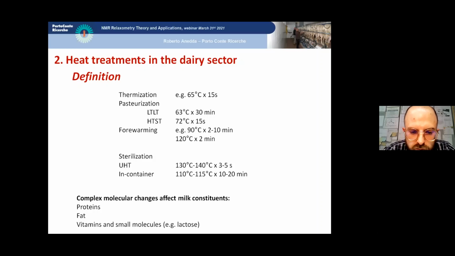Changes may involve to a different extent milk proteins, fat, vitamins. Many vitamins are heat labile. So also other minor components. Sometimes they are very important, also altered, but they are minor components. For instance, minerals like calcium phosphate, and the main sugar, lactose, which is altered at severe heating conditions.